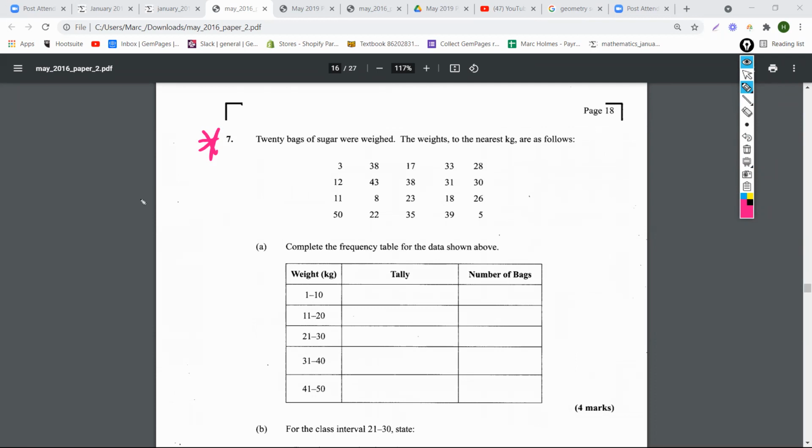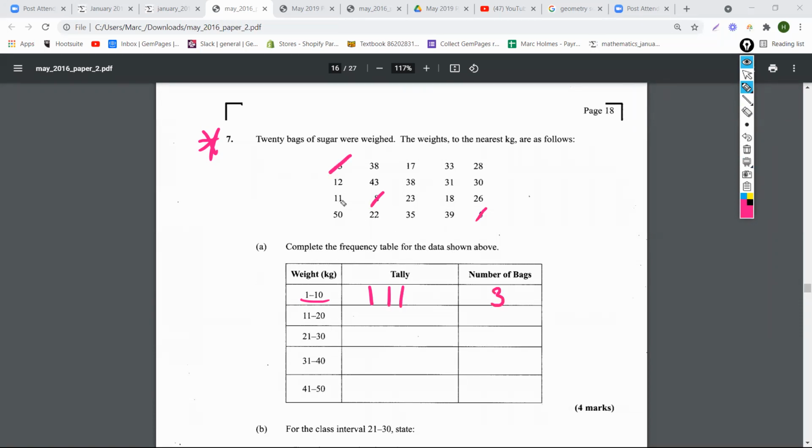All right, so let's look at this really quickly, guys. We have other stuff to do, so we need to really move on. This one says: 25 bags of sugar were weighed. The weights are as follows. So we need to tally the weights between 1 to 10. 3 is 1, 8 is 1, and 5 is 1. So there are 3 bags here.